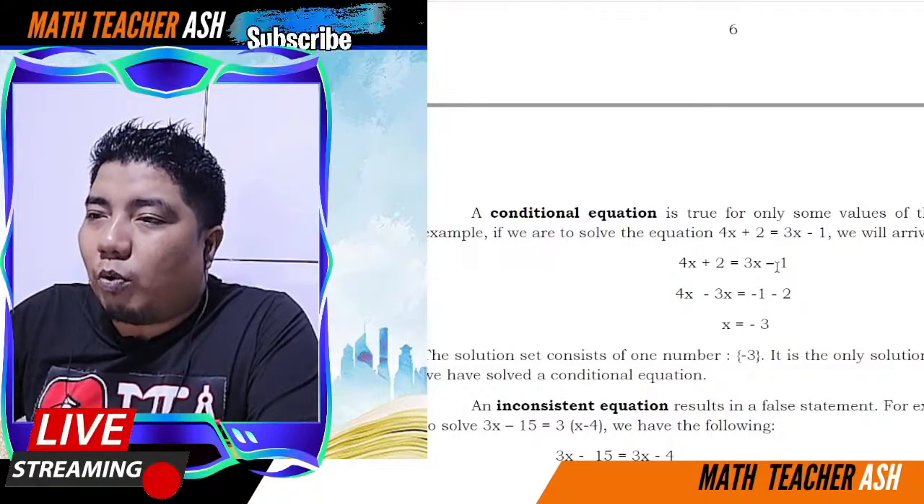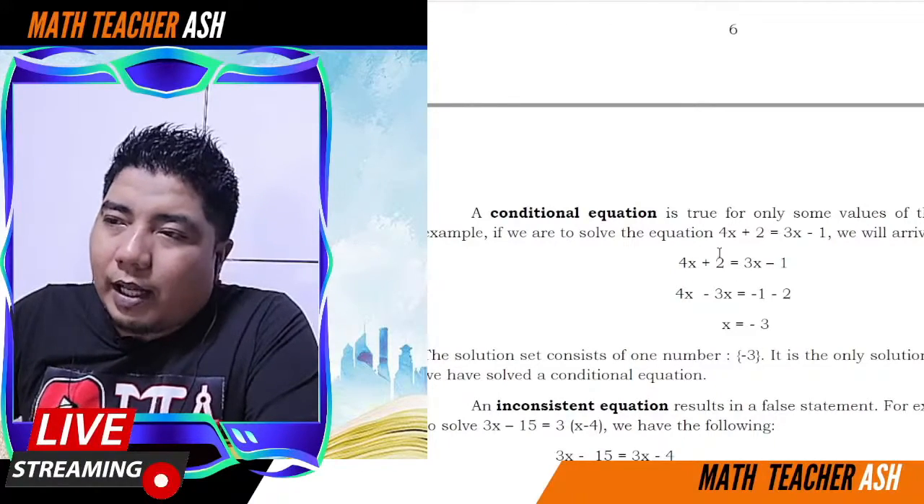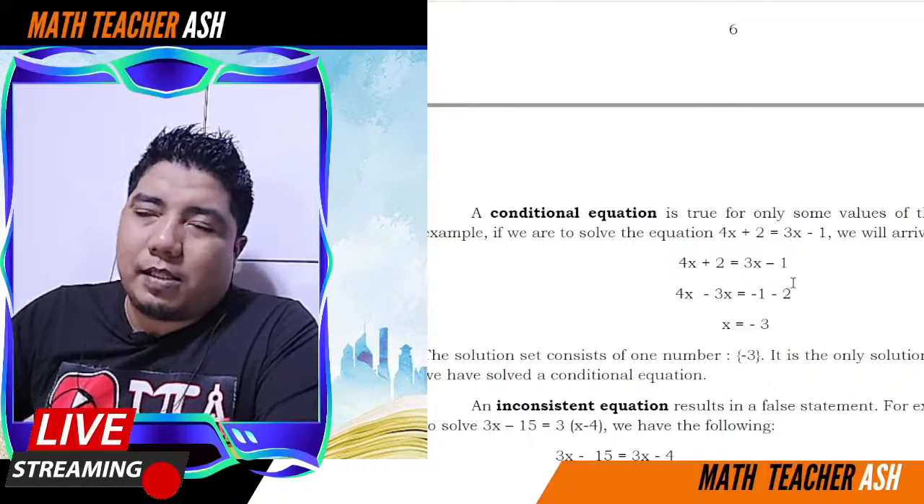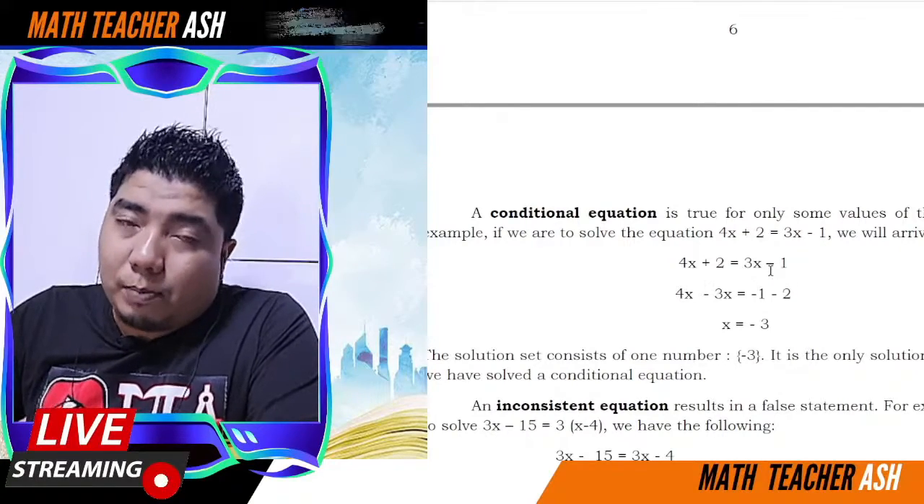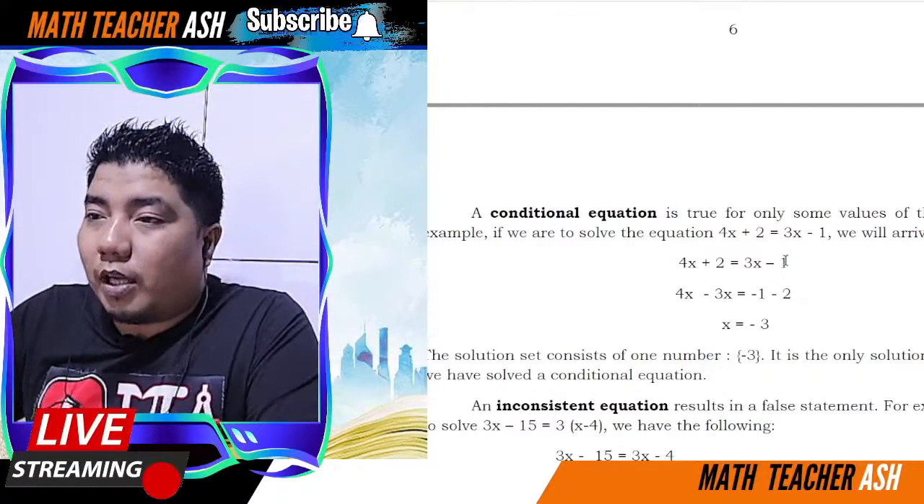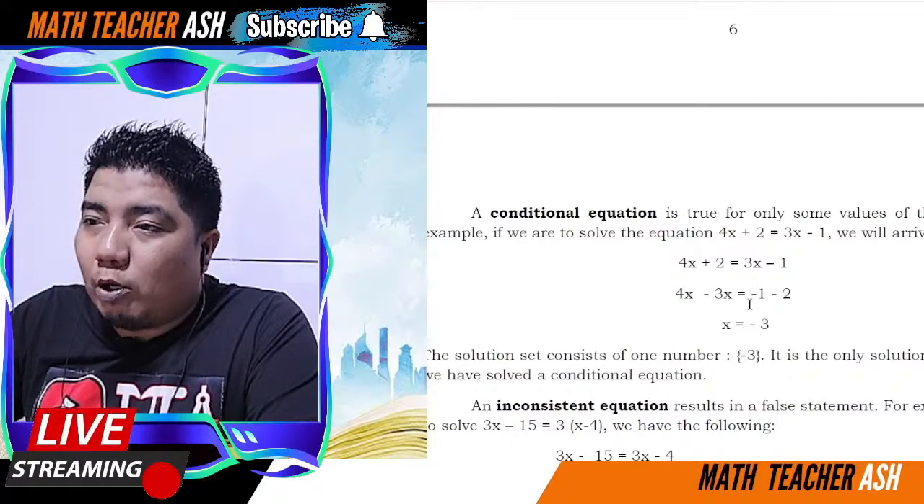Okay, ito naman si 2 at saka si negative 1. Kailangan magsama din. So, nilipat sa right side si positive 2. So, si positive 2 ngayon, naging minus 2 na. Okay, so kinopya lang si negative 1 kasi hindi naman lumipat.